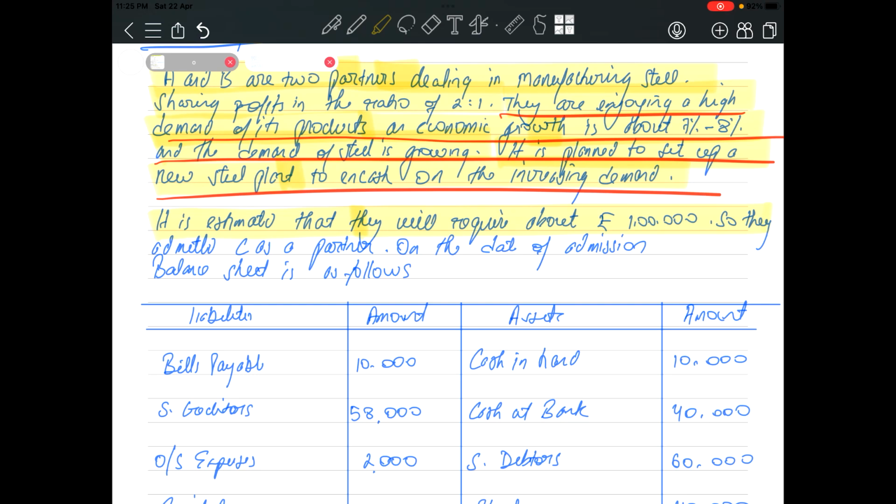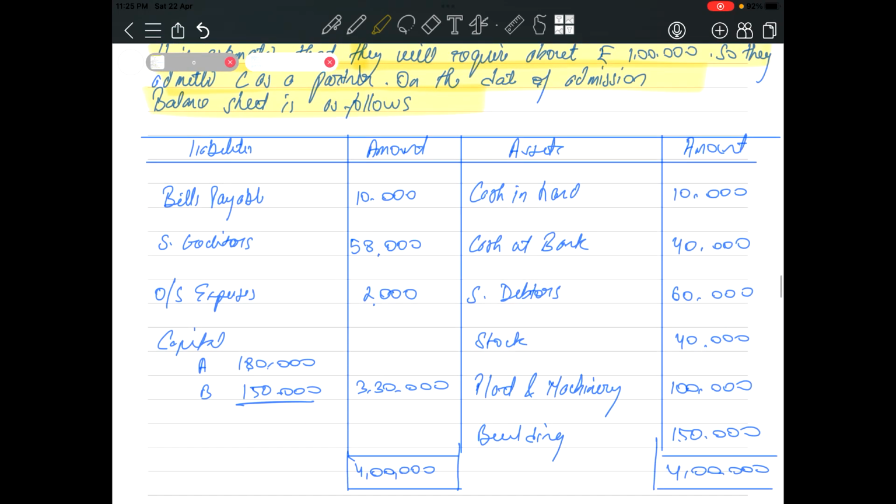So they admitted C as a partner on the date of admission. Balance sheet is as follows. Now to start a new plant, they have seen a growth, and they have decided to take the opportunity to encash. They are in requirement of 1 lakh rupees, so they decided to admit C as a partner. Simple. Now the balance sheet has been given.